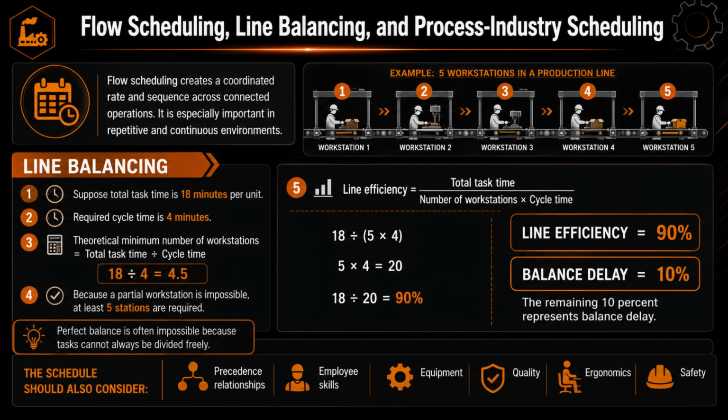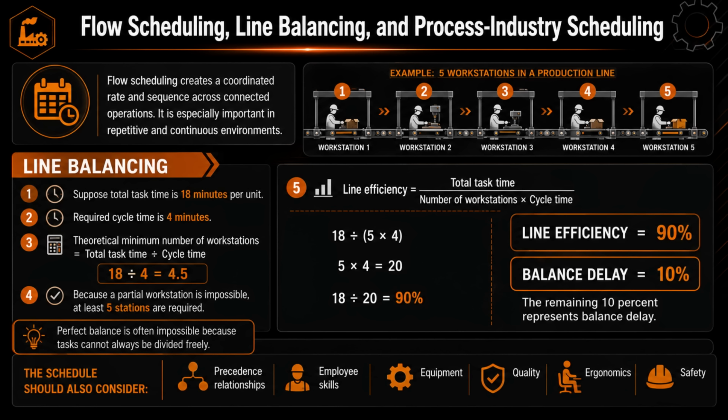Line efficiency can be calculated as total task time divided by the number of workstations multiplied by cycle time. Line efficiency equals 18 divided by 5 multiplied by 4. The denominator is 5 multiplied by 4 equals 20. Efficiency equals 18 divided by 20. The result is 90%. The remaining 10% represents balance delay.